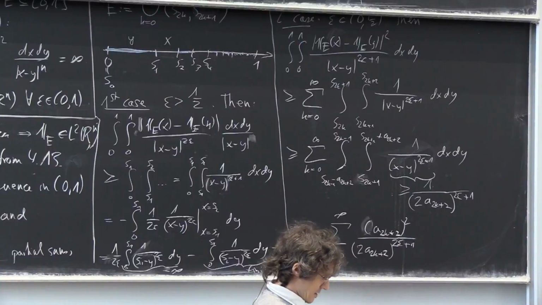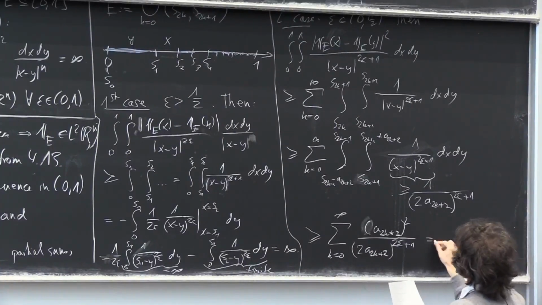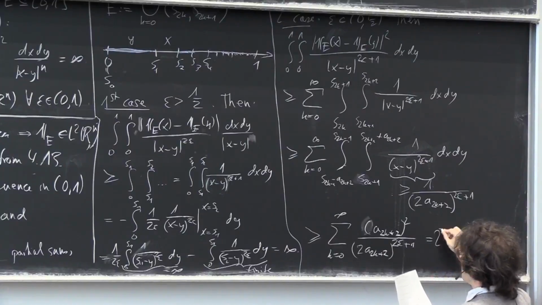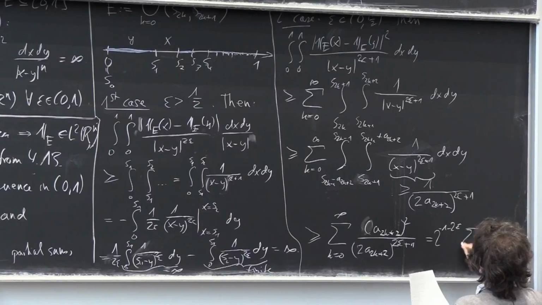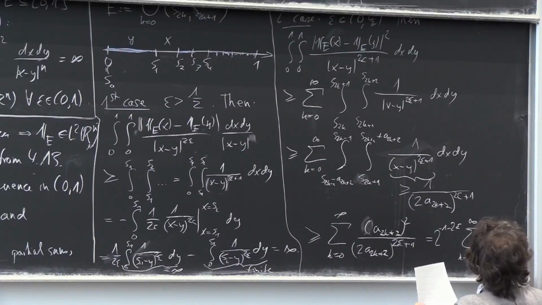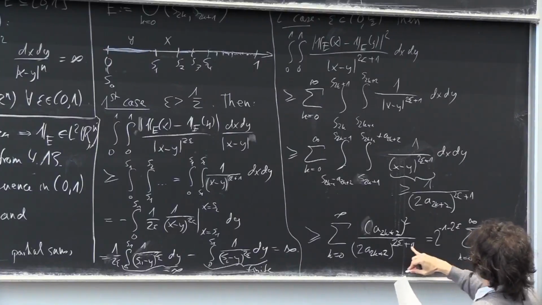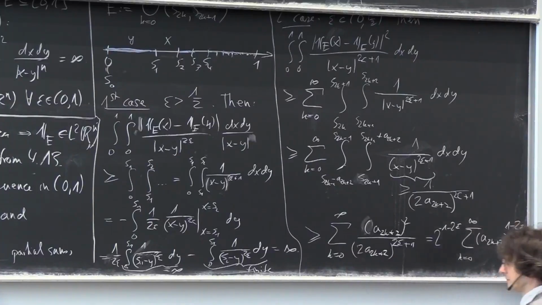Now you can do some cancelling here. So this gives 2 to the minus 1 minus 2 epsilon, times the sum k going from 0 to infinity, a2k plus 2 to the 2 minus 1, so this is 1 minus 2 epsilon. Okay.